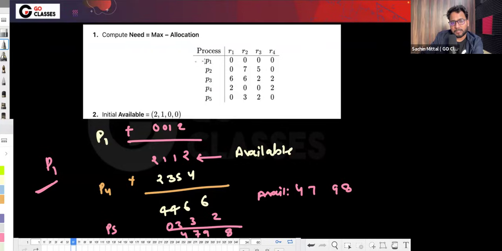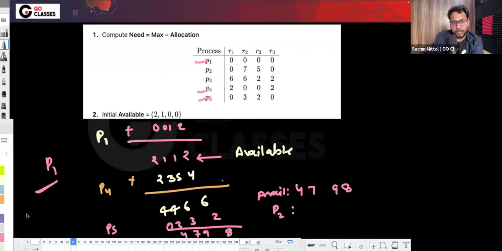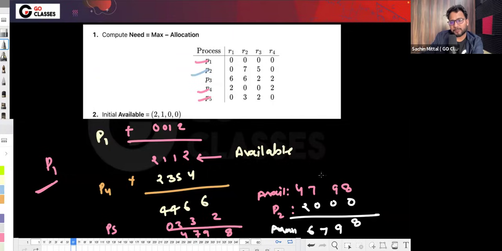P1 is done, P4 is done, P5 is done. Among P2 and P3, can you satisfy with 4798? Yes, we can satisfy P2. If you satisfy P2's future need, then P2 will be releasing 2000, which gives 8976. Now this is the current available with you, and once P2 is done, can you satisfy P3? Yes, I think you can satisfy P3 also.